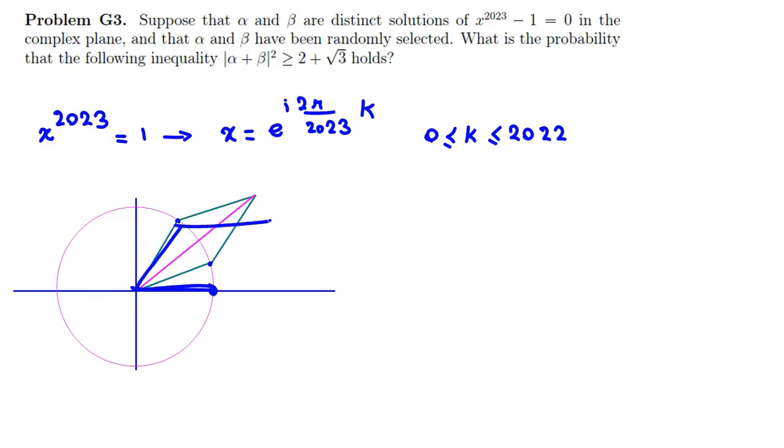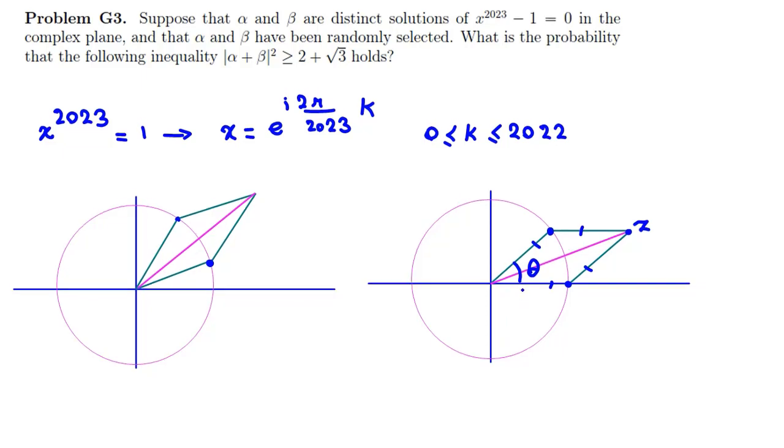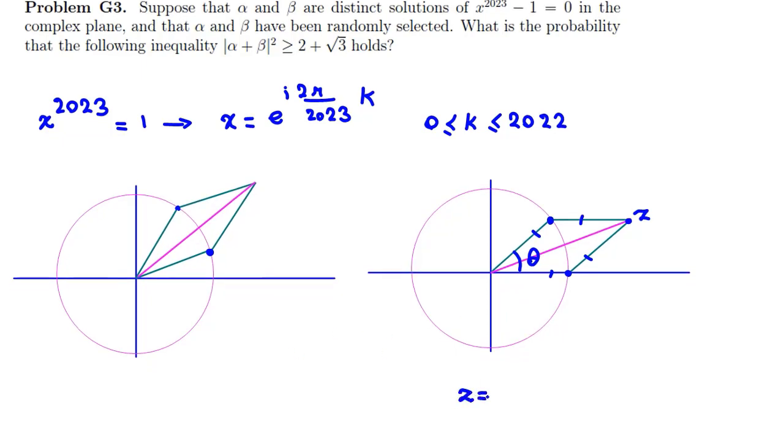For example, this plus this, something like this. Or for example, this plus this. You draw something like this. Okay? So let's consider, for example, one of the roots equal to this. One of them is this, one of them is this. And now we want to consider this one, suppose it is z. So if this angle is theta, it is 1, it is 1, it is 1, it is 1. Try to find z in terms of theta. Okay, try first on your own.